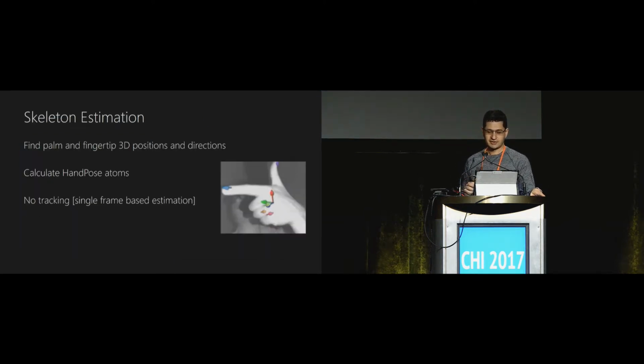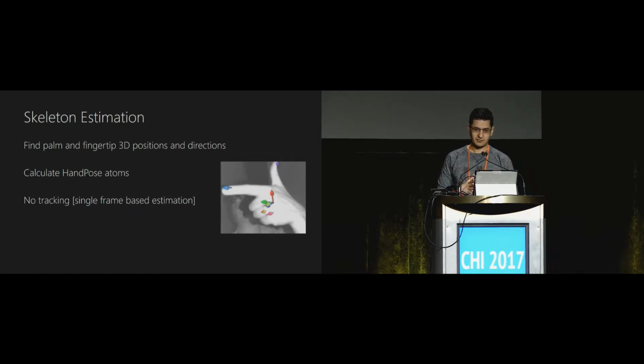I will not go into details of the technology. The details are in the paper. It's a lot of technical, complex details. I will just give the main idea. We start by finding the key points and the landmarks on the hand, which are the fingertips and their direction. And we also calculate directly, not through the articulated skeleton, the key atoms that I described, like whether fingers are touching or not touching.